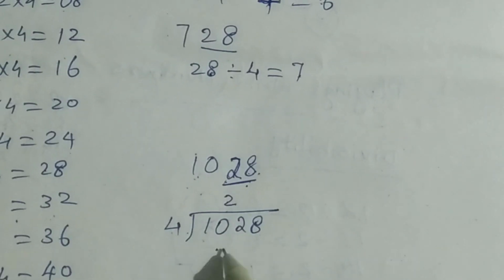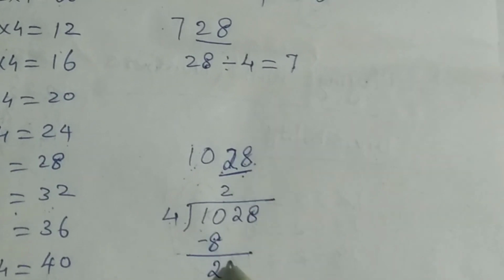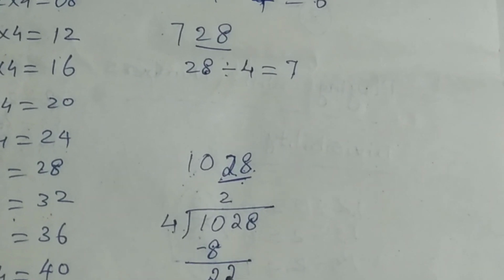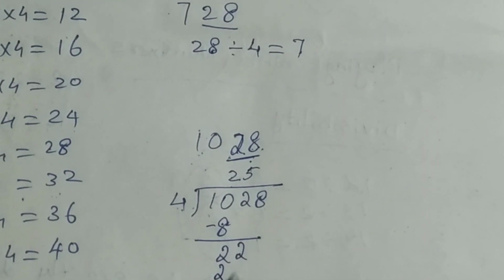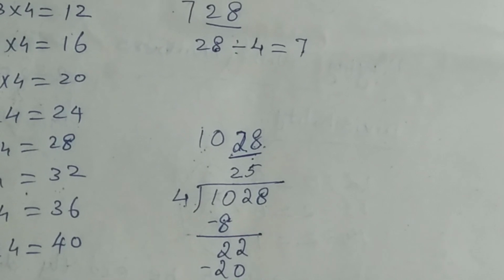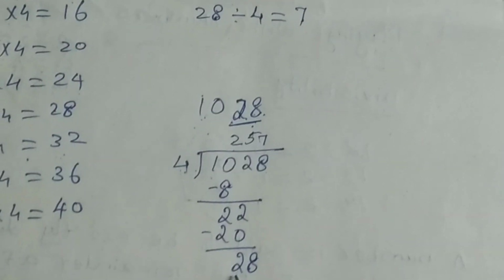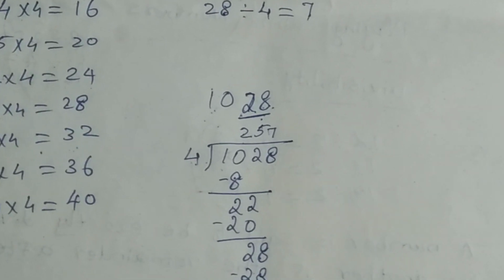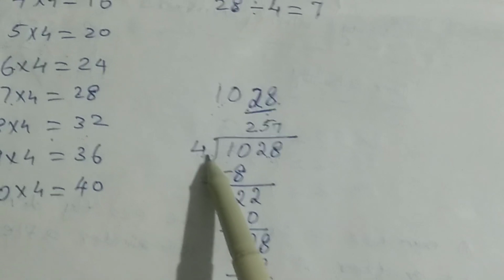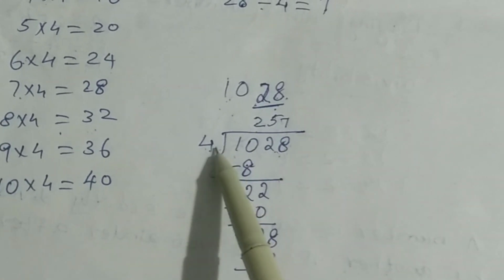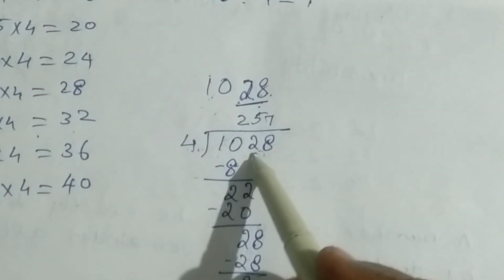2 4s are 8. Subtract, 10 minus 8 is equal to 2. Then 2. How many 4s are there in 22? 5 4s are, 5 times 4, 20. Then subtraction, 28. This 8 is here. 7 4s are 28. So we can say it is divisible by 4. Clear? 1028 is exactly divisible by 4 because this number ends with 28.